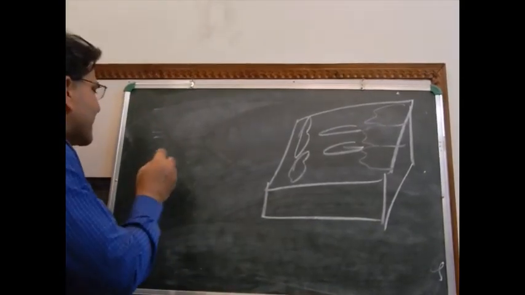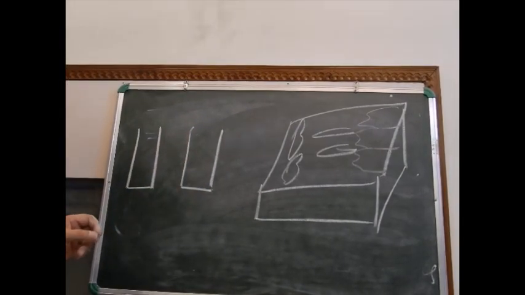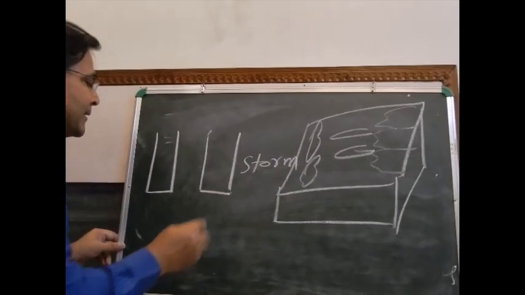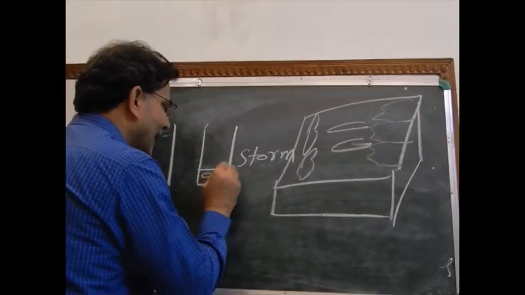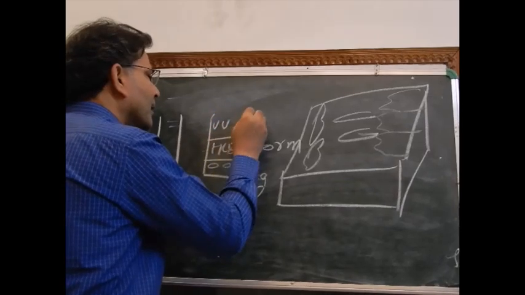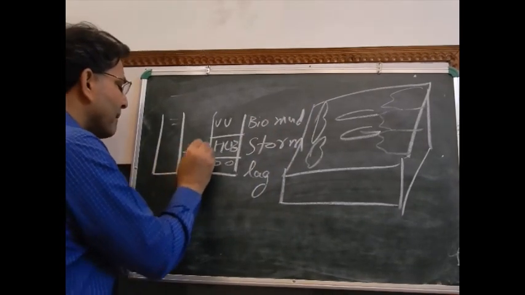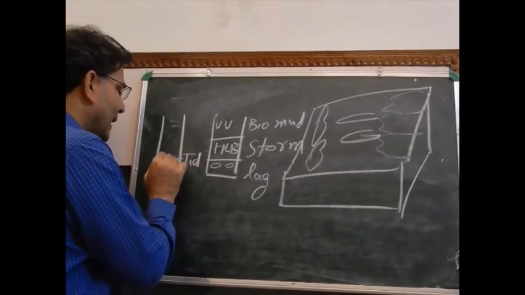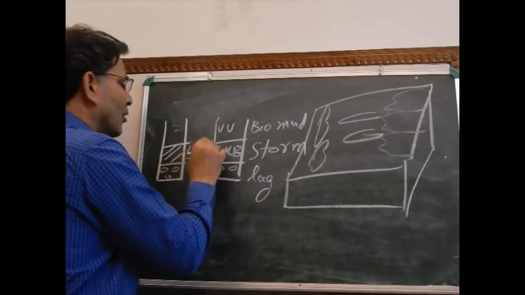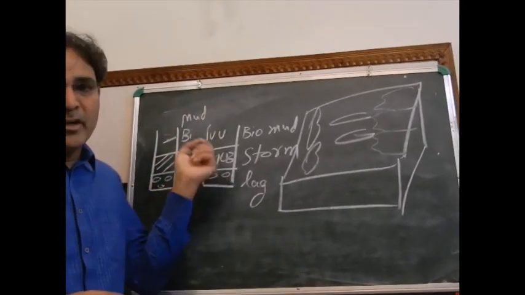So if you look at the schematic litholog for the transgressive sequences, for the storm deposits, we will get the lag deposits, then the hummocky cross bedding, and then the bioturbated mud. And for the tidal deposits, there will again be a lag, then large scale cross bedding, and then again bioturbated mud. But this is for the transgressive sequence.